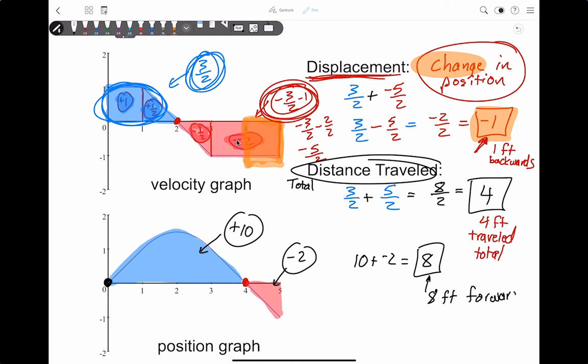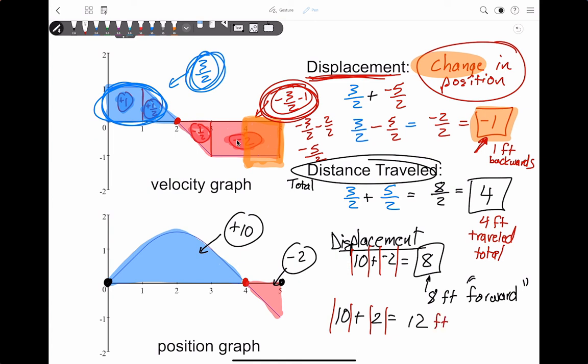That is displacement. But if I said, hey, what was the total distance that you traveled from 0 all the way to 5 seconds, you would say I traveled a total of 12 feet because you're looking at everything. Again, this is where that absolute value comes into play. You're looking at each individual area as now a positive. So you would say 12 feet was the total distance traveled.